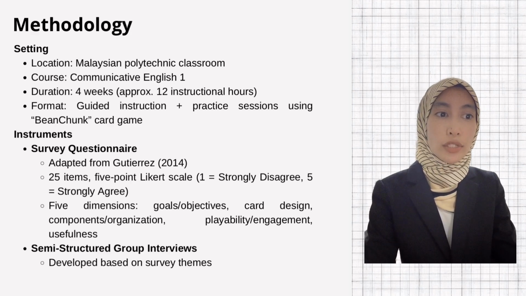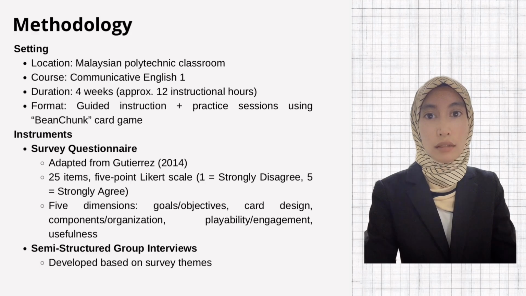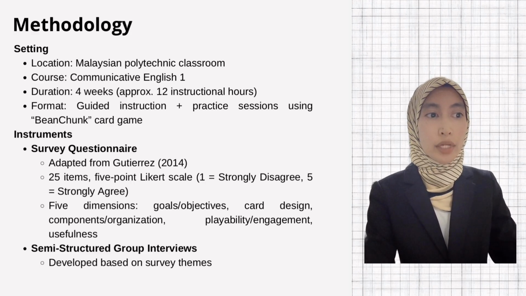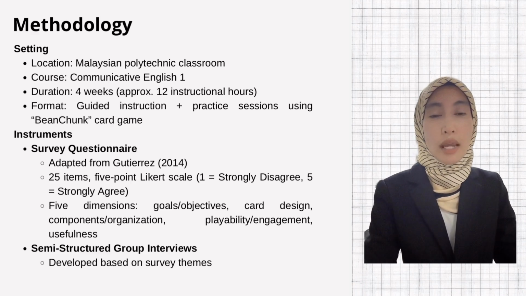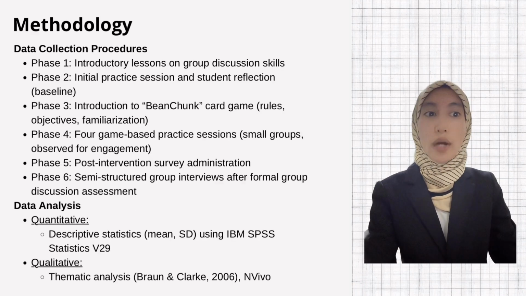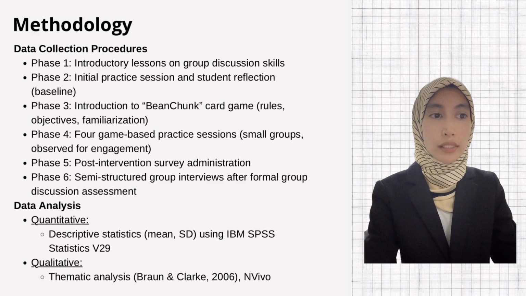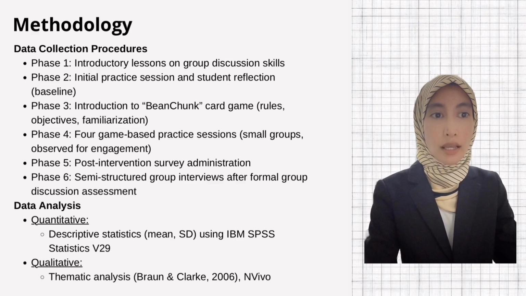For the semi-structured group interviews, they were conducted to gather richer data, designed around the themes of the survey, and peer-reviewed for clarity and relevance. The data collection was carried out in 6 phases. In Phase 1, students received introductory lessons on group discussion skills. In Phase 2, they participated in an initial practice session and reflection to establish a baseline.